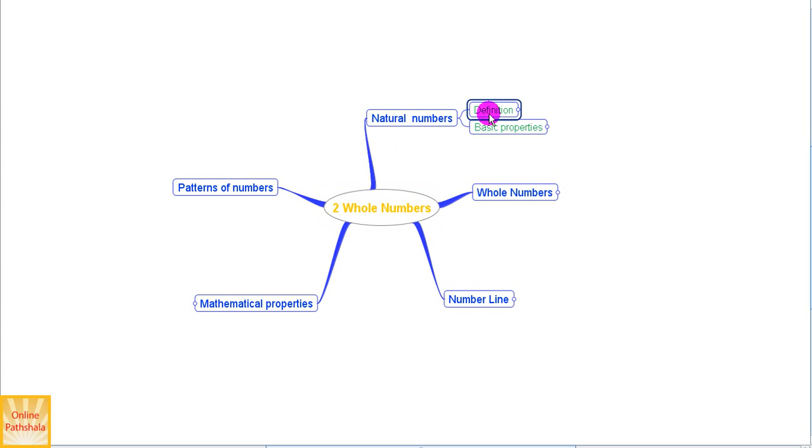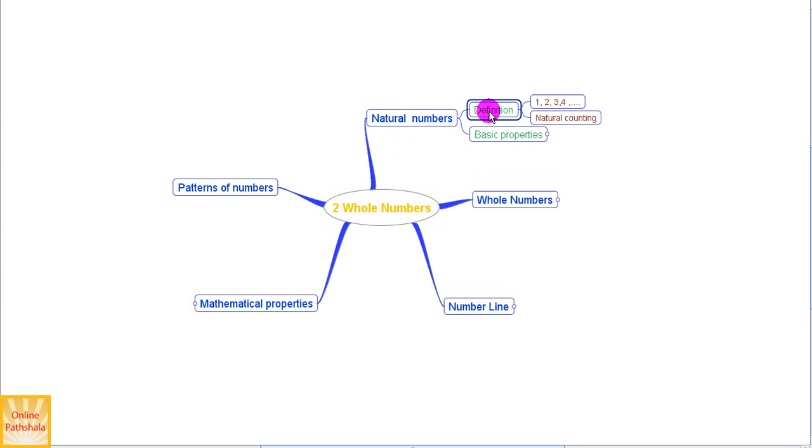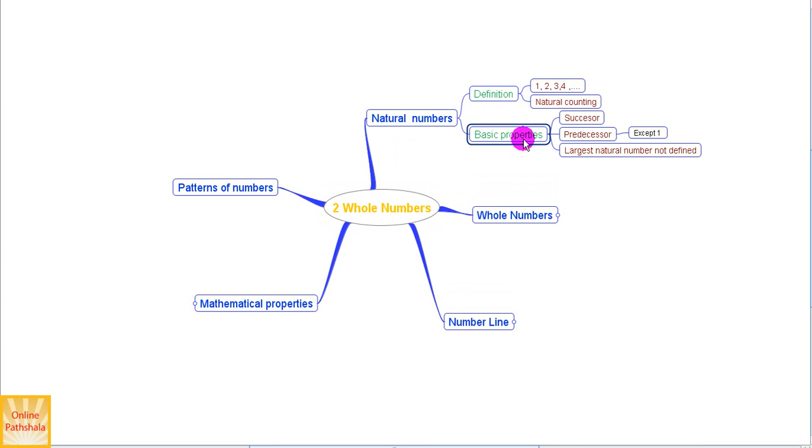In that we covered the definition, and the definition of natural numbers says that they start from 1, 2, 3, 4 and so on. Natural numbers are called so because they have come out from the way we count naturally. The basic properties of natural numbers that we studied are that each and every natural number has a successor, each and every natural number has a predecessor except one which has no predecessor, and the largest natural number is not defined. So that is what we studied about the natural numbers.